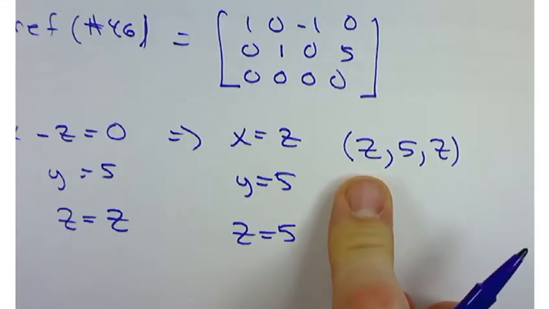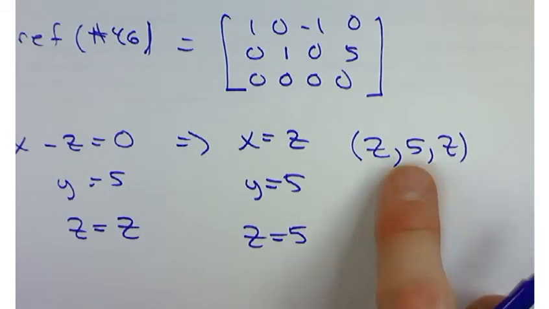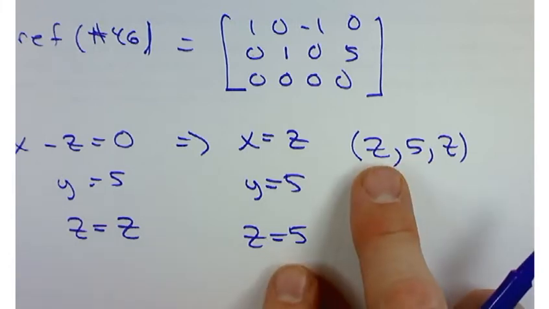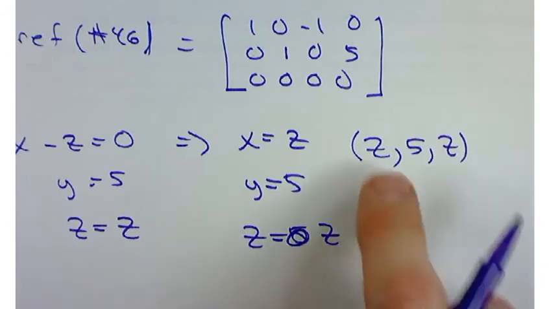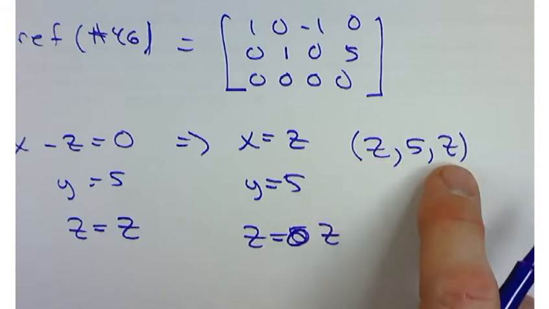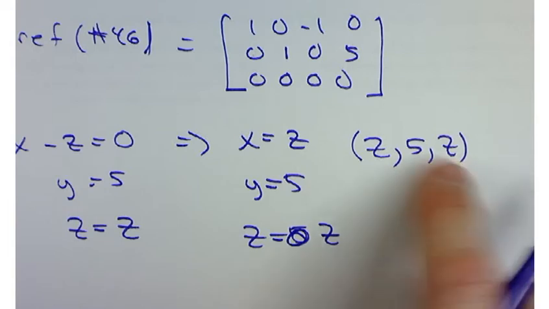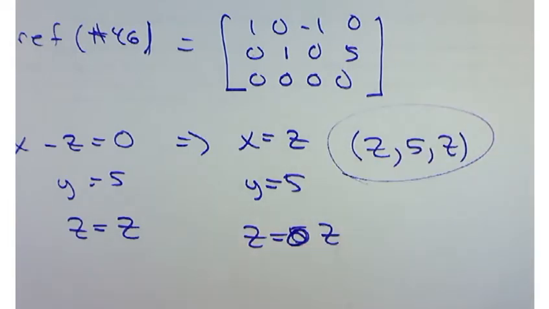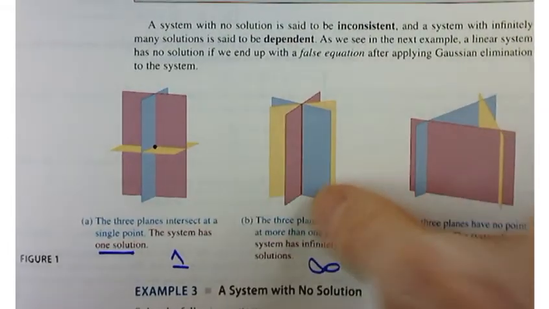This is a generalized solution. When you pick the value of z, then you get a specific solution. If you pick z equals 3, then your solution is 3, 5, and 3. If you pick z equals negative pi, you get negative pi, 5, and negative pi. But z can be anything. And what's going on with a solution like this is that your three planes are intersecting along a line, and you're giving a parameterized version of that line as your solution.